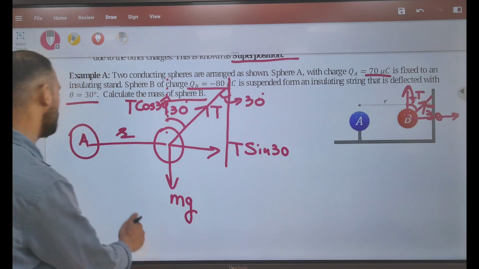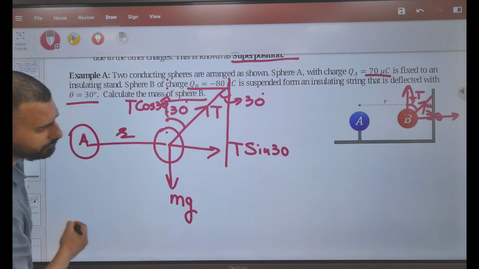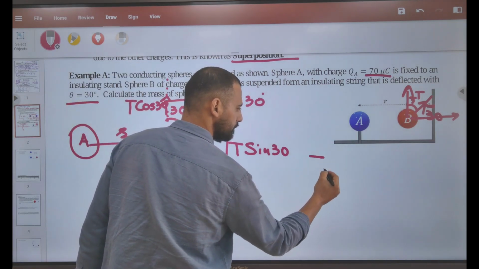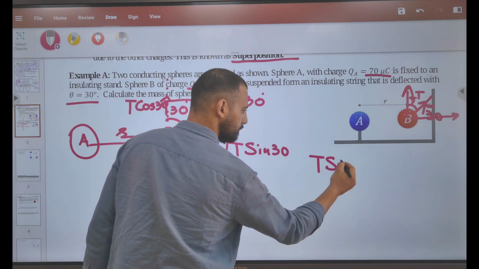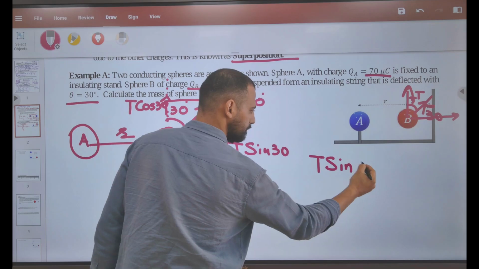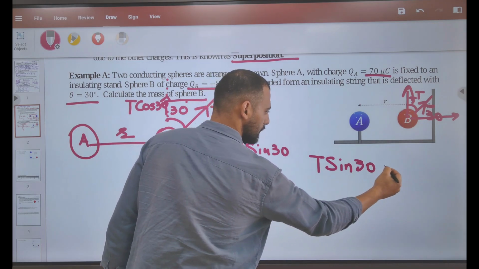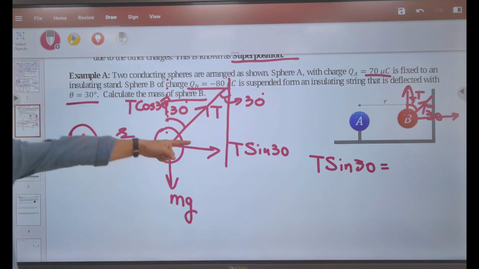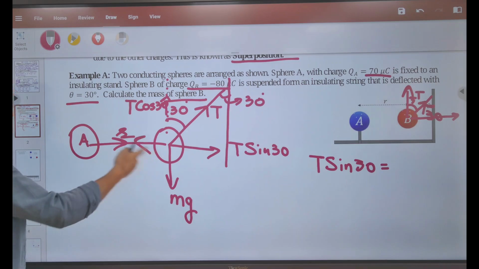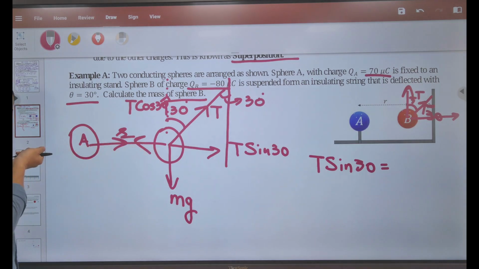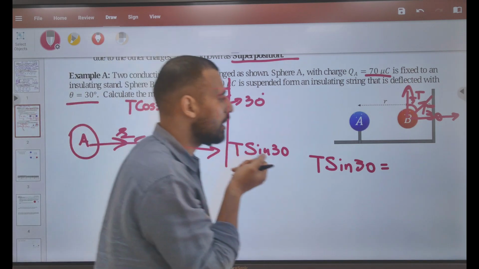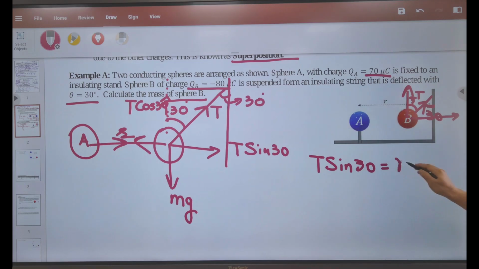So I will maybe write the equation. T sin theta is equal to the force of attraction, isn't it? The attractive force between the two, because that force tries to pull it here, right? So that force is how much? You know that is gamma. We know the value of gamma. Q1, Q2, we know 70 and negative 80. So you put in the values here. So I'll just write Q1 Q2 upon distance square. Is that fine?